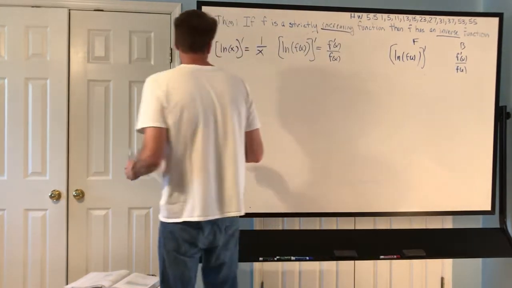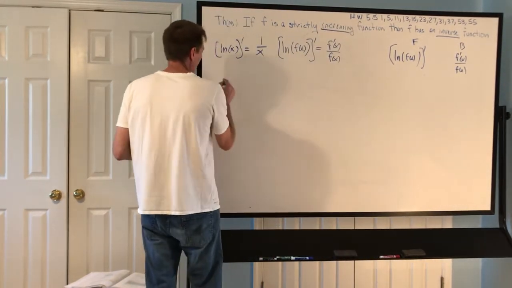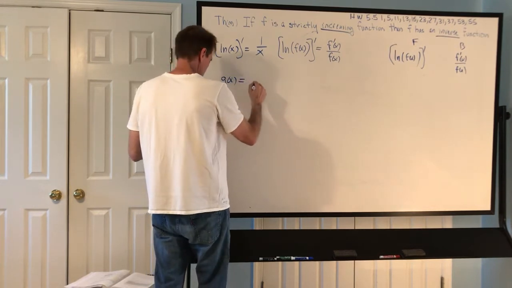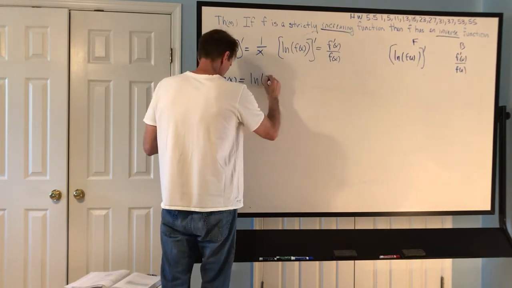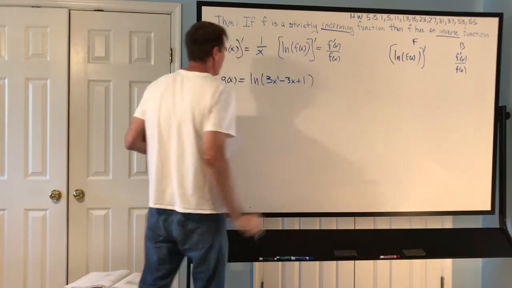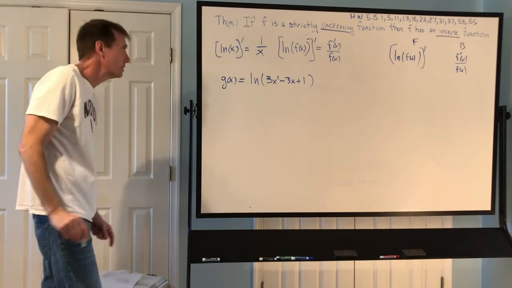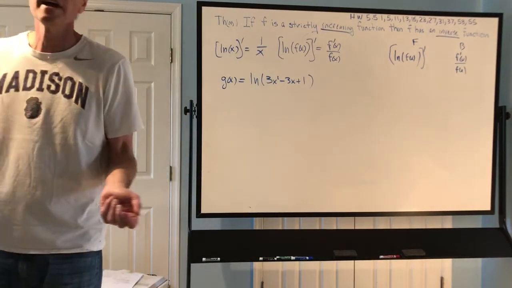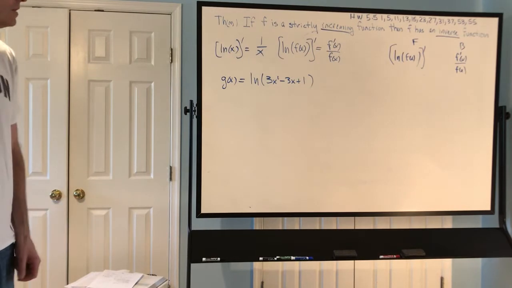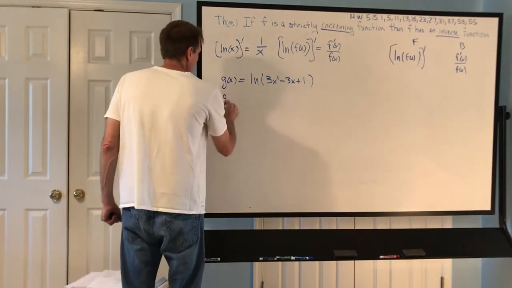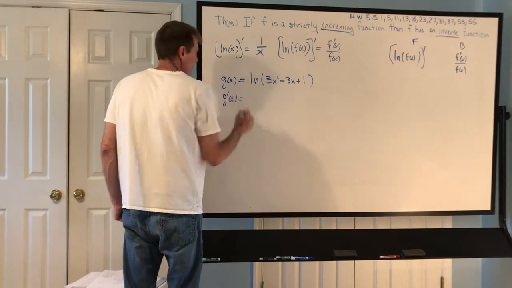Now what they have here is they're asking us. I'm going to change it: they say F, I'm going to say G. They give us this function: the natural log of 3x squared minus 3x plus 1. And what they want us to do is find the derivative of this function.